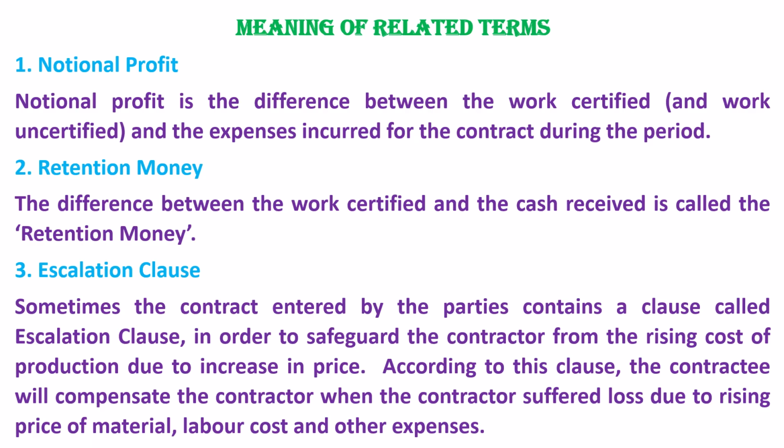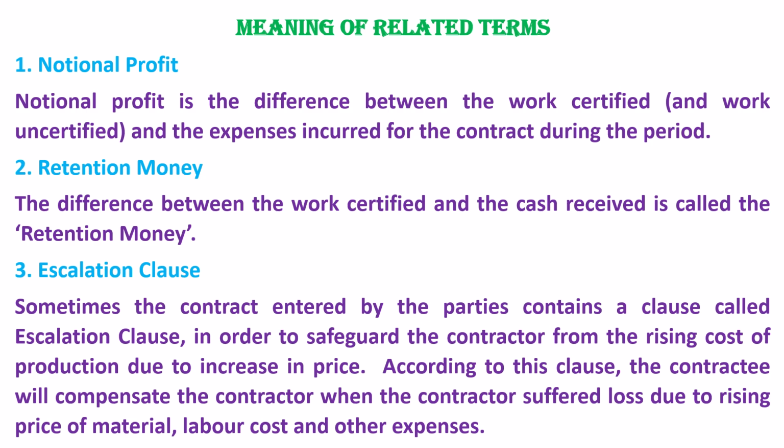Meaning of related terms. 1. Notional profit. Notional profit is the difference between the work certified and work uncertified and the expenses incurred for the contract during the period. 2. Retention money. The difference between the work certified and the cash received is called the retention money.